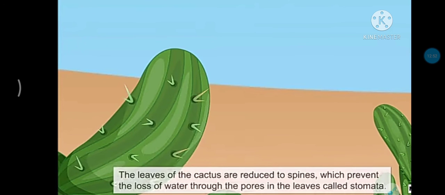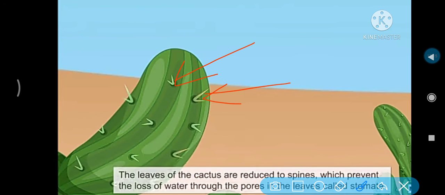Now there are some non-leafy plants, some plants which does not have leaves. Now question might come that if they don't have leaves, then how they prepare their food? Children, the leaves of the cactus are reduced to spines. As you can see here, these are the small leaves, the spines of the cactus which prepare their food.